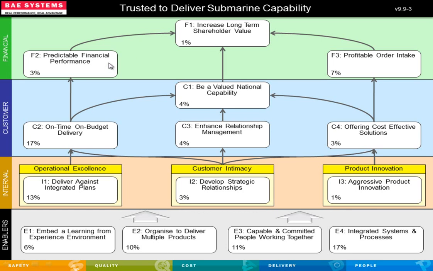One is make sure that their organization presents predictable financial performance, that they develop themselves to become a valued national capability. The capability of building submarines was lost in the United Kingdom for some years. And then finally, they've got to make sure that the orders they take can be profitable, that they price them correctly. How do they build that national valued capability?